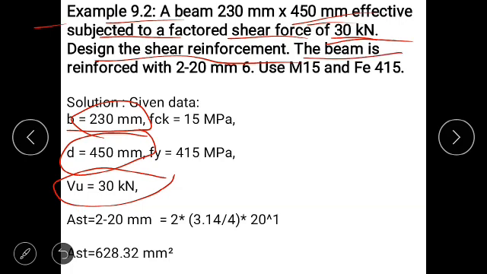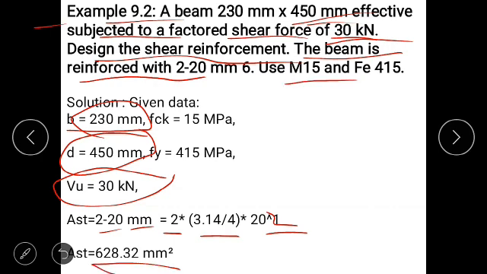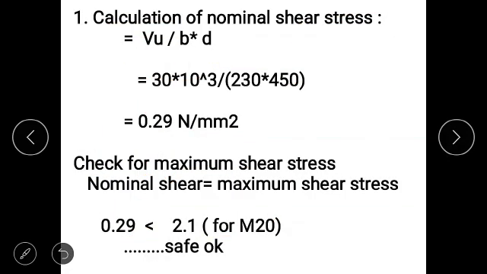The beam is reinforced with AST, 2 bars of 20 mm diameter, so 2 bars, pi by 4 into d square. So AST is 628.32 mm square. Use M15, the grade of concrete is M15 and the grade of steel is Fe415. So given data: B is 230 mm, FCK is 15 MPa, effective depth D is 450 mm, Fy is 415 MPa, VU is 30 kilonewton, AST is 2 bars of 20 mm diameter, so AST is 628.32 mm square.